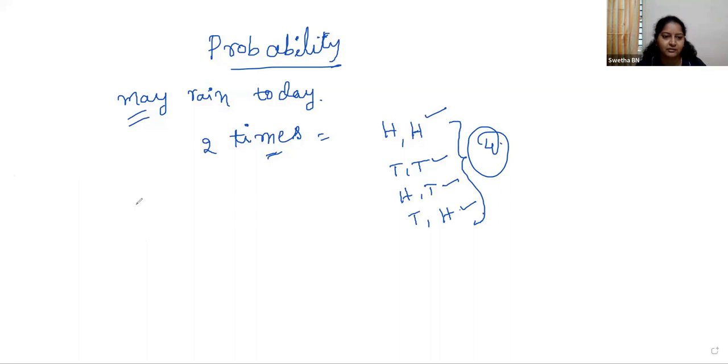And what about dice? We have 6 possibilities: 1, 2, 3, 4, 5, 6. Suppose they give the probability of getting even numbers. Probability of getting even numbers. How will you write this?